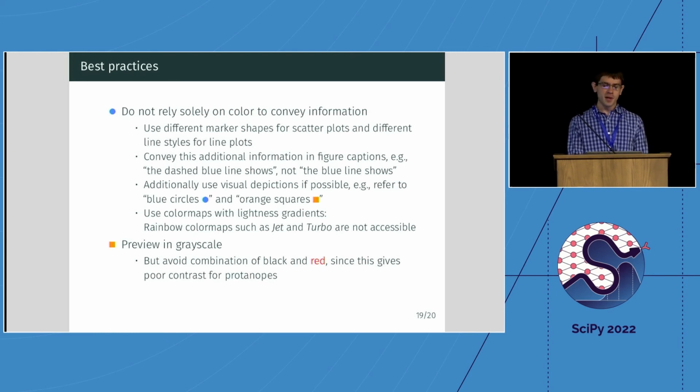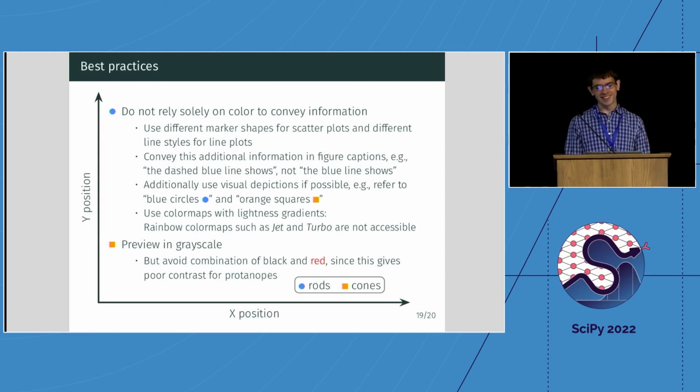And finally, as a good rule of thumb, you should preview your plots in grayscale. If you preview them in grayscale and you can still read your plot, it's probably accessible, although there are some caveats, such that red and black is a bad combination because of the lack of long wavelength sensitivity by protanopes, so that leads to poor contrast. As an example, I'm going to convert this slide into a rather uninformative plot and then convert the plot into grayscale. Here we can see that the legend in the bottom right, we can still match it to the bullet points on the slide, and also the comments about blue circles and orange squares still make sense since they refer to both the shape as well as the color.